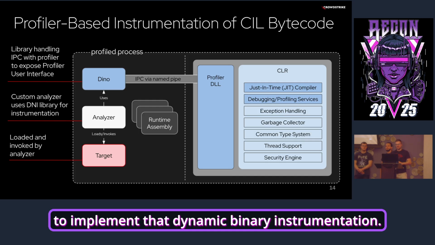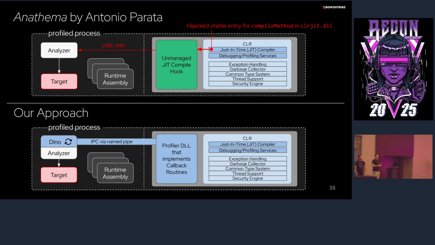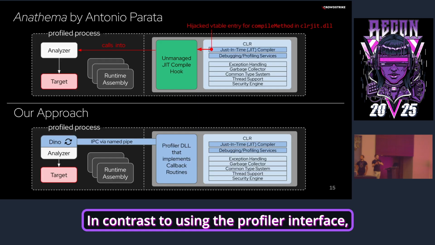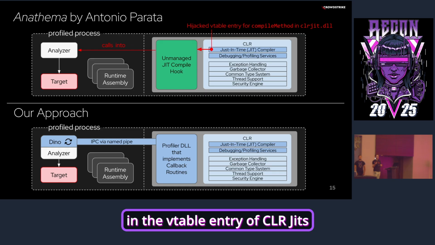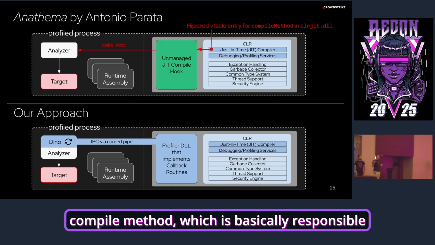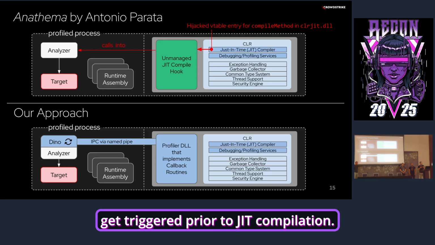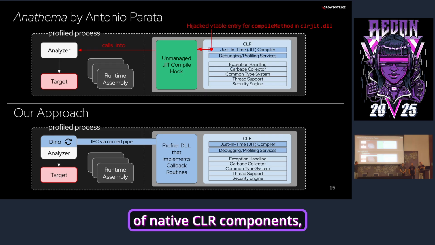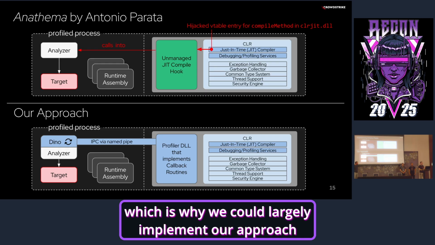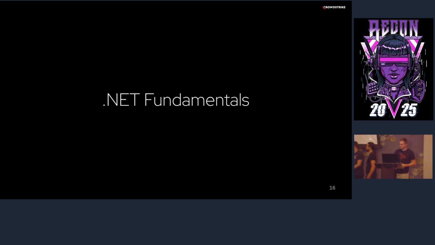And then you, as a user, would write a so-called analyzer that uses that profiler user interface to implement that dynamic binary instrumentation. Now, there is some related work by Antonio Parata that is an alternative to our approach. In contrast to using the profiler interface, Antonio overrides the function pointer in the vtable entry of CLR-JIT's compile method, which is basically responsible for translating SIL bytecode to native code, to get triggered prior to JIT compilation. Our approach, however, doesn't require the patching of native CLR components, which is why we could largely implement our approach in managed code. And with that, let me hand it over to Tillmann.